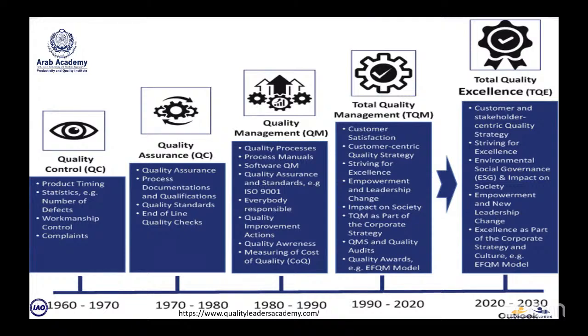Now, coming to the 70s and 80s, quality assurance came in. Here you see the gear icons, right? So what did quality assurance introduce? Here it introduced quality assurance as a formal function, and it started process documentation and qualifications, like writing down how things should be done. Okay, and quality standards were established, benchmarks to measure against, and end of line quality checks were there, like structured final inspections before sending off that particular product to the market.